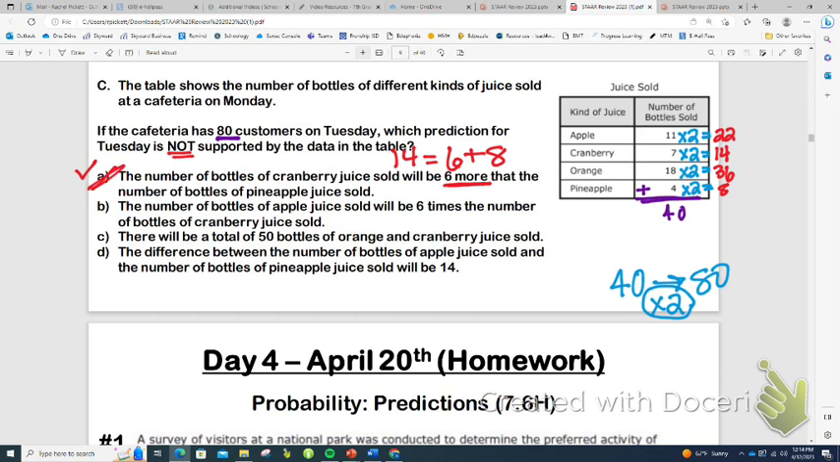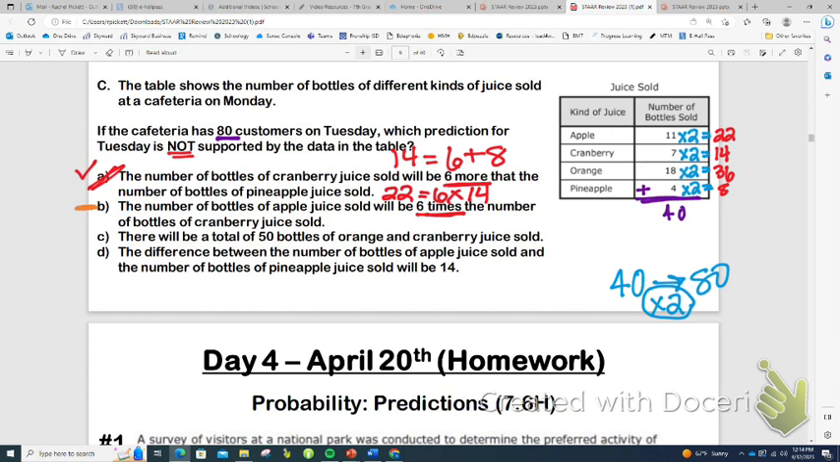B says the number of bottles of apple juice sold will be 6 times the number of bottles of cranberry juice sold. So that means that apple has to be equal to 6 times cranberry. When we look at apple, we can see that there are 22 bottles sold, and cranberry has 14. Well, just by thinking about that, we know that 6 times 14 does not equal 22, so that is not a true statement. So that's probably going to be an answer.